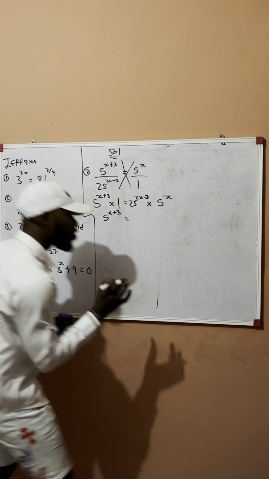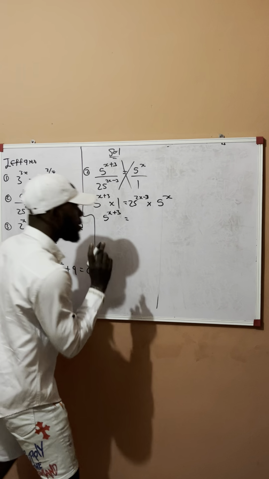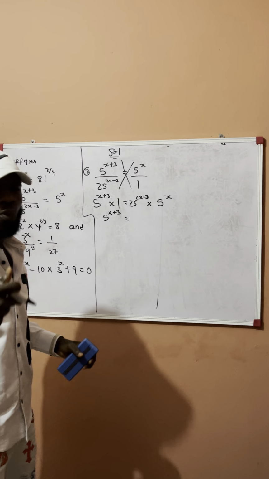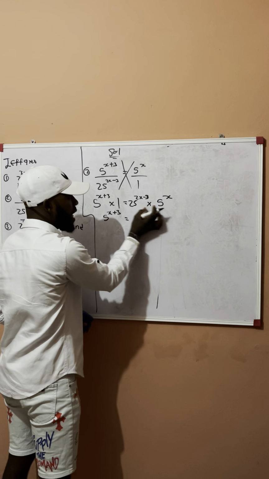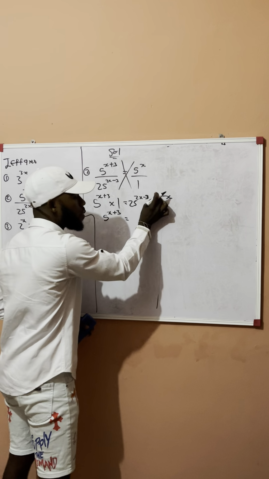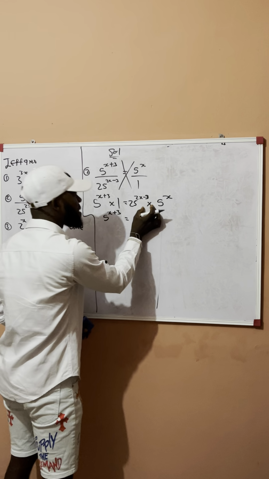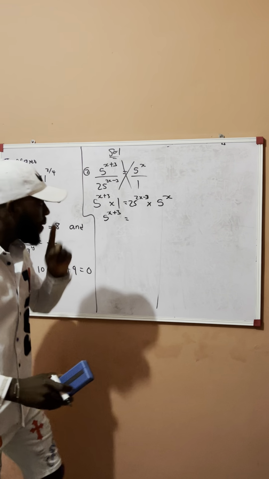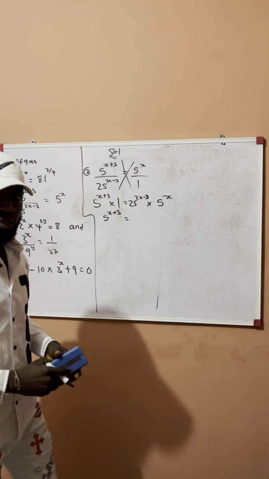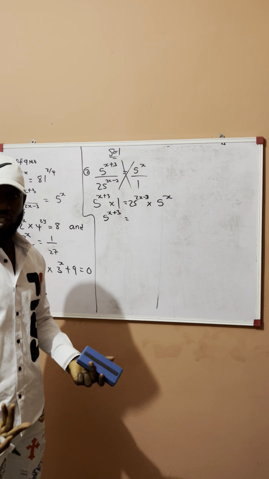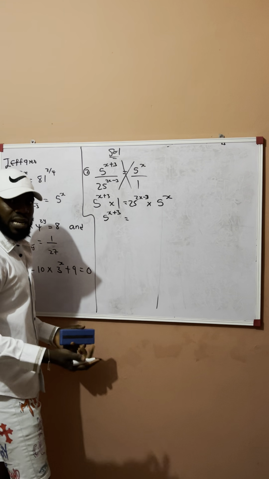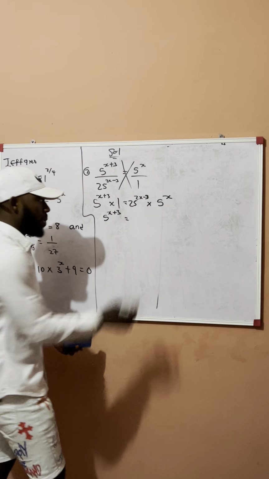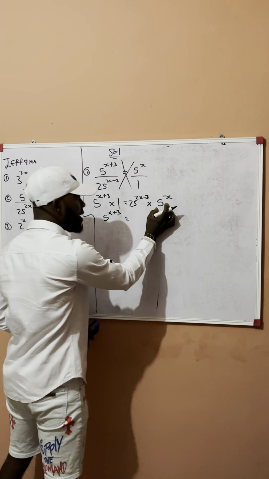Why? Because the base here is 25 and the base here is 5. And remember, from the beginning of the class, when we use multiplication law, we said when the bases are the same and you are timesing, times becomes plus. But in this case, times cannot become plus because the bases are different. So what is the first thing you are expected to do? You are expected to make sure that the bases are the same. Now what should we do to make the bases the same? Now this is base 25 and this is base 5.